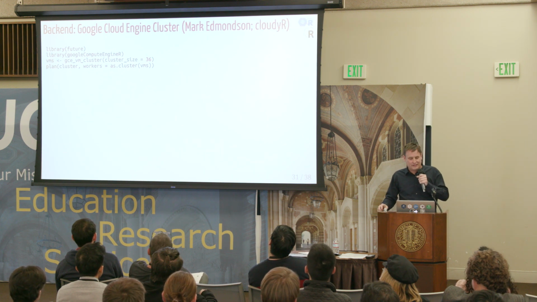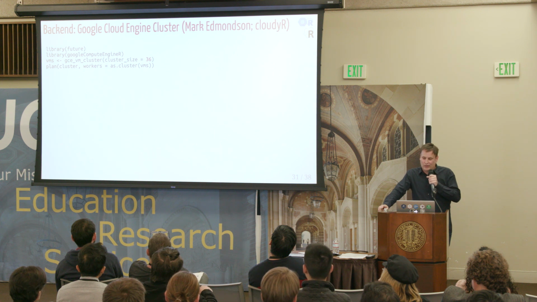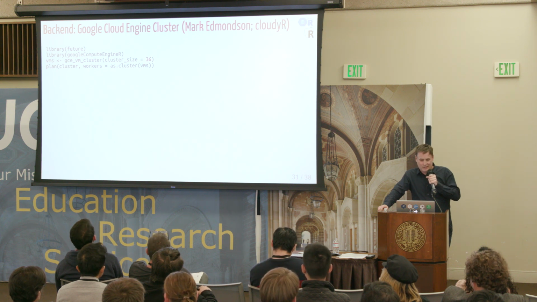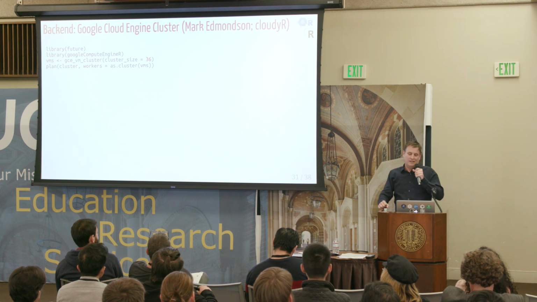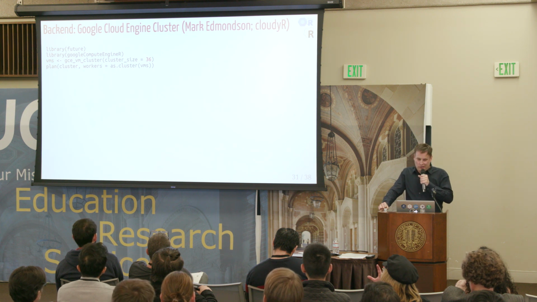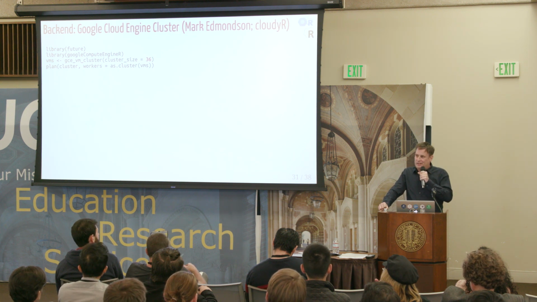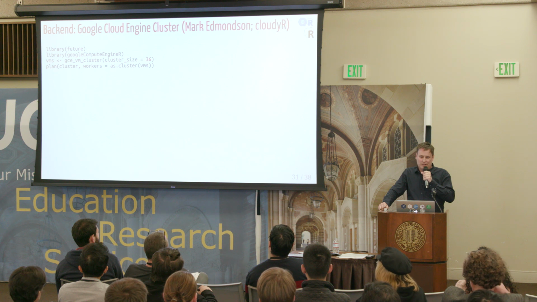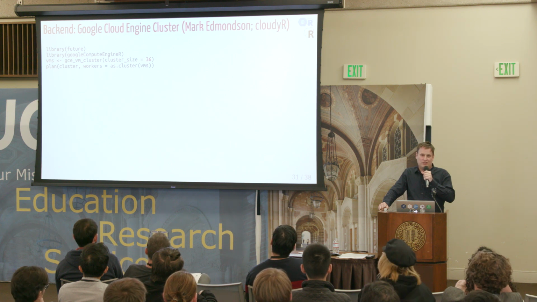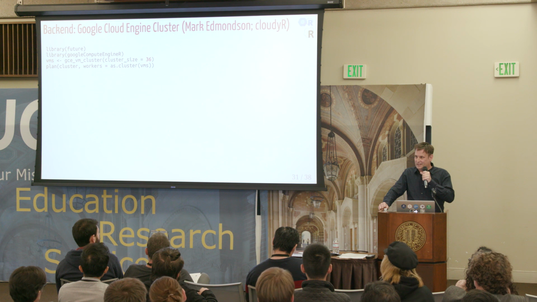So here is another, I would say, backend. Mark Edmondson's cloudyr project. They made it simpler and simpler, so now I think they really nailed it. The googleComputeEngineR. As long as you have set up your account with Google Compute Engine, this is the code to launch 36 machines in the Google Cloud, and then tell the future framework that I want to use those 36 machines as my workers there for parallelization.